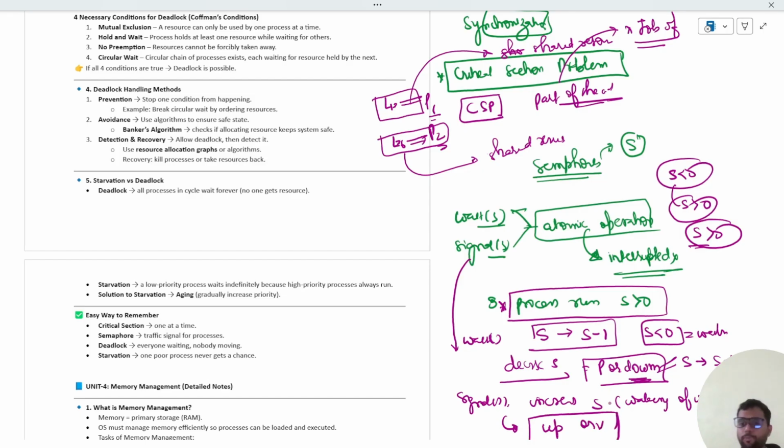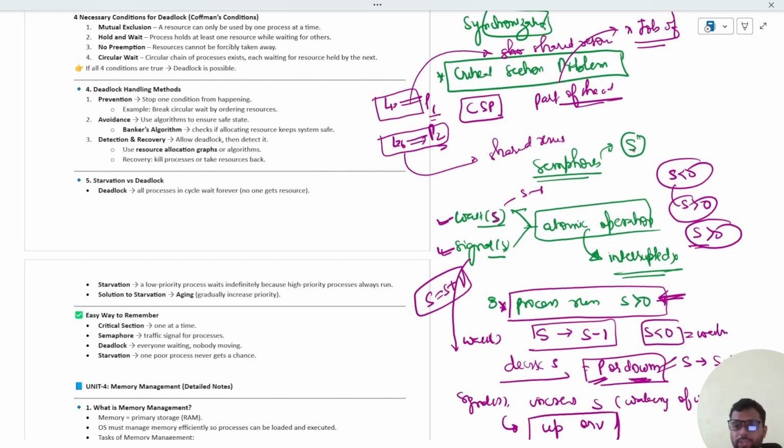So in semaphores, there are two atomic operations. One is called wait, and another is called signal. S is any integer which is used to control the access or the flow of a process. In wait, we decrease S, and it is also known as P or down, where S becomes S minus 1. When S is greater than 0, the process will run, and when S becomes less than 0, it will wait. Signal is also known as up or V, and it is used to wake up the waiting process, where we increase S by S plus 1. Okay, this is called semaphores.